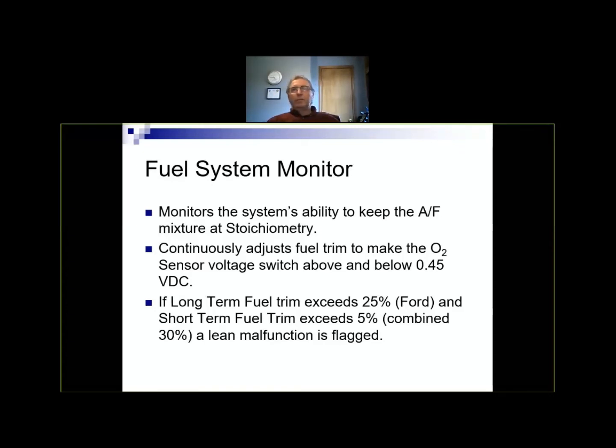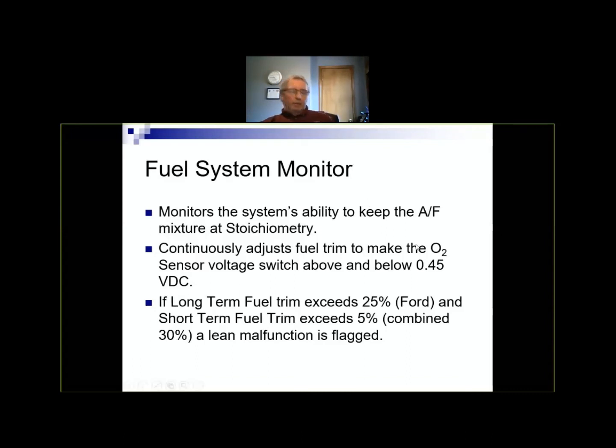So now all of a sudden we're at 10%. That's not enough. So we add more. Now we're at 15. We're at 20. At some point, the logic, the programming in the computer is going to say, wait a minute, I'm not adding any more fuel, something's wrong. And at that point, it's going to flag it as a problem. And that's going to be a fuel system monitor failure.